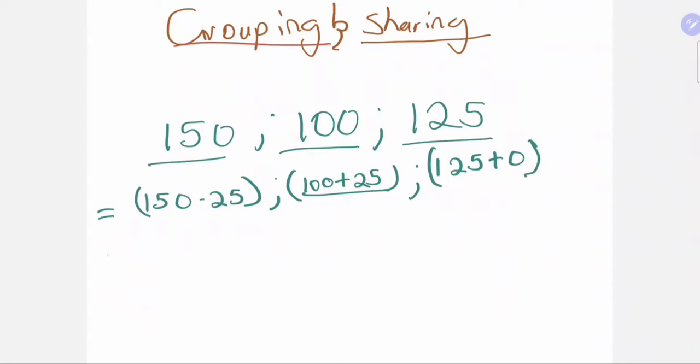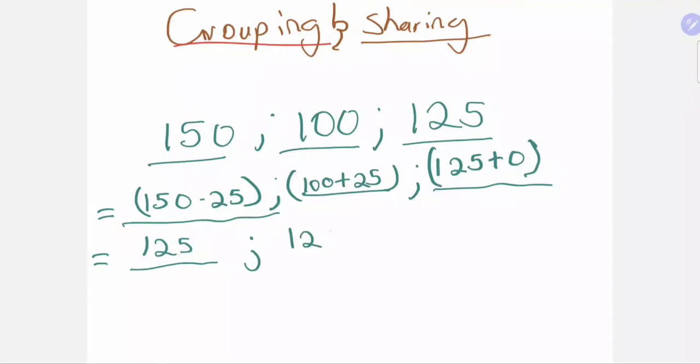All right, let's go. Let's work it out. 150 minus 25 should give you 125. 100 plus 25 should give you 125. 125 plus 0 should quite easily give you 125. There you go.